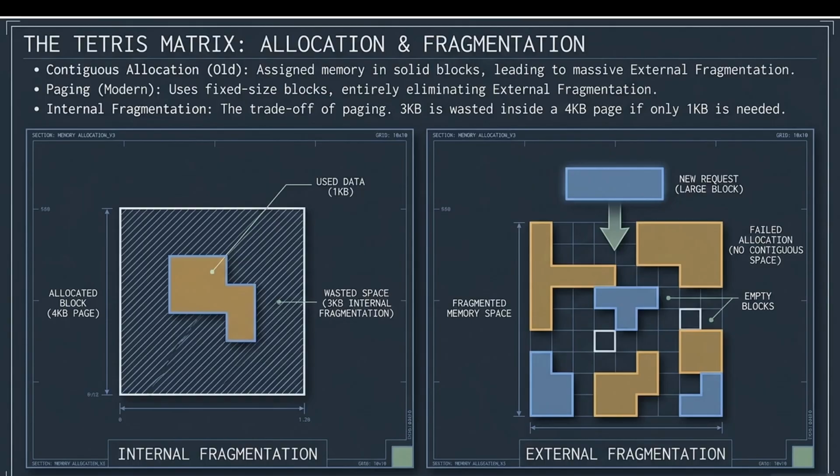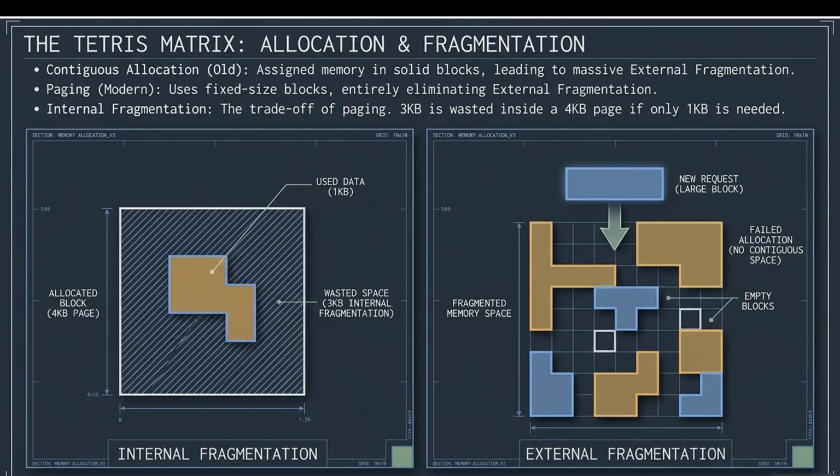The Tetris matrix, allocation and fragmentation. Contiguous allocation: assign memory in solid blocks, leading to massive external fragmentation. There are two different types of fragmentation, internal fragmentation and external fragmentation. Internal fragmentation means we have these blocks of memory, and each block has a fixed size. For example, take a 4 KB page, and the data used within it is only 1 KB. This is called internal fragmentation because it occurs within the blocks.